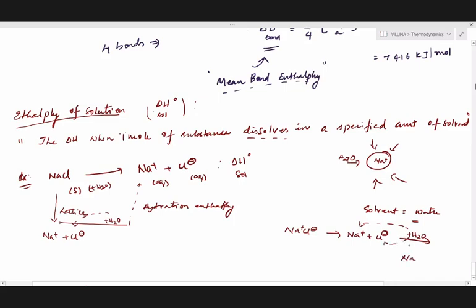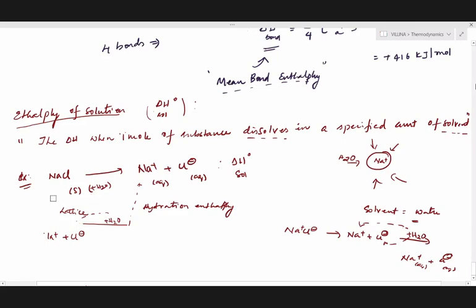Then you'll get Na plus aqueous and Cl minus aqueous. So when it comes to dissolution of a substance, two steps are involved. One is the energy or enthalpy change involved when a bond is broken down, and after the bond is broken down, the solute particles are surrounded by the solvent particles, because we are dissolving in a specified solvent. Then the net enthalpy change associated will be the delta H solution.